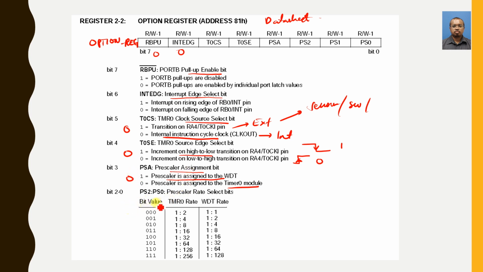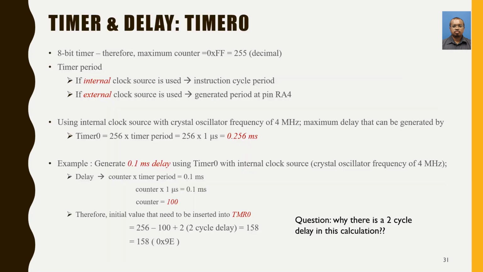Right, and then we have the prescaler. For the prescaler, we have a 3 bit timer 0 rate select: 1 to 2 ratio, 1 to 4 ratio, 1 to 8 ratio, meaning you divide the clock by 2, then by 4, and so on. So later on we'll see how to make a calculation for the timer.